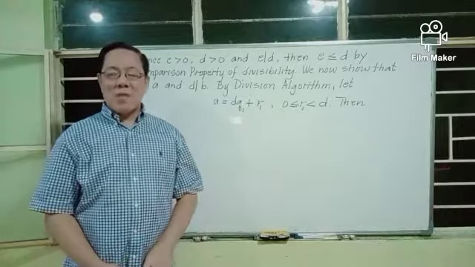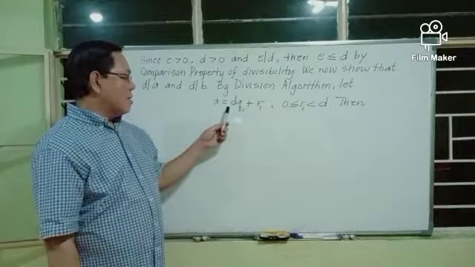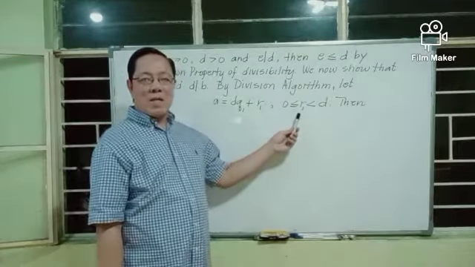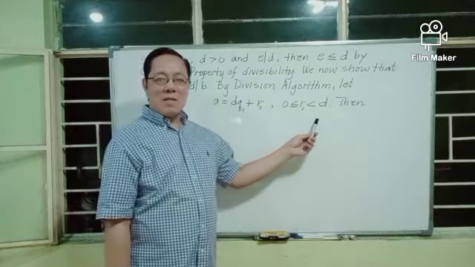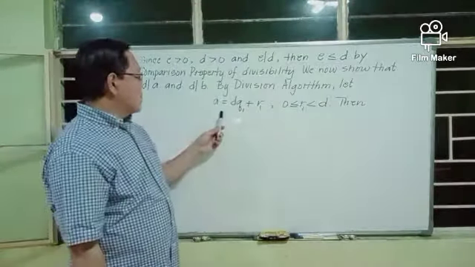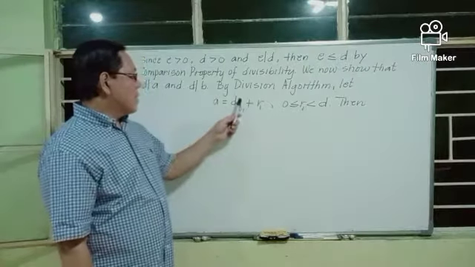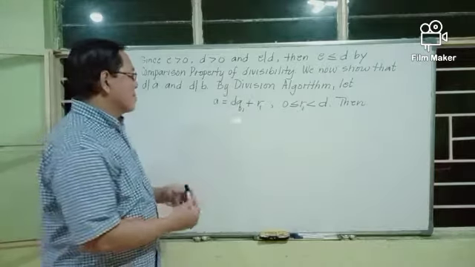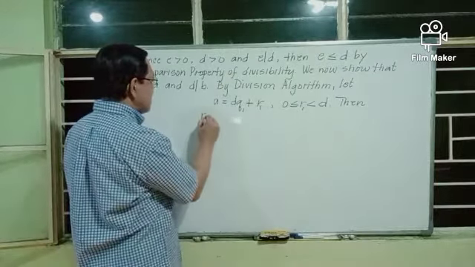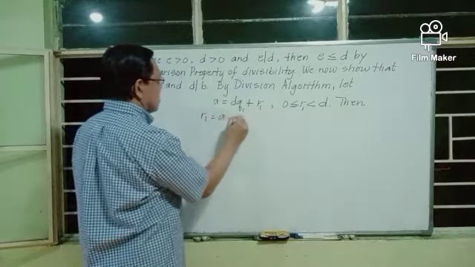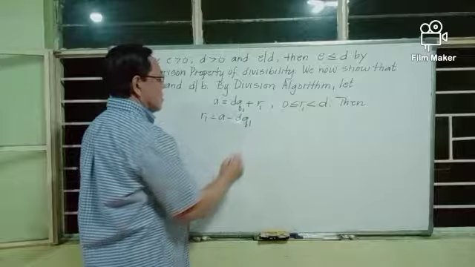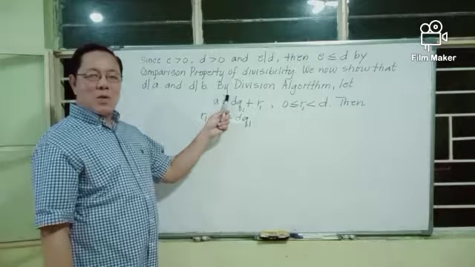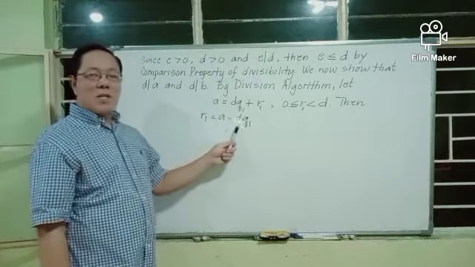And we apply the division algorithm to write A as D multiplied by Q1 plus R1, where the remainder R1 is greater than or equal to 0, but less than D. From this equation, we solve for R1 by transposing DQ1 to the left-hand side. We have R1 is equal to A, transposing DQ1 to the left-hand side, we get minus DQ1.